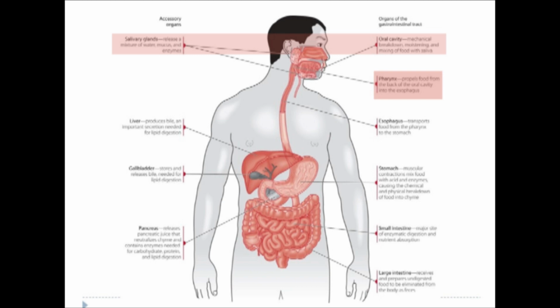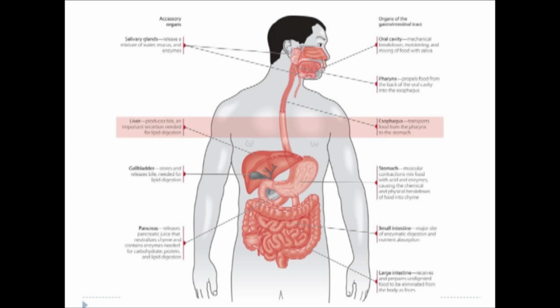On the left-hand side, the salivary glands provide a mucus environment rich in salivary enzymes that begin the actual digestive process. Now, the pharynx is really important for propelling food in the back of the oral cavity down into the esophagus. The key enzyme of interest in the salivary glands is amylase. It begins the digestion of carbohydrates.